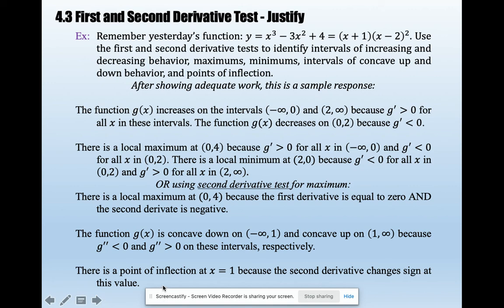Bam. Okay. That's an awful lot of words. I hope you never write all of those words. But this is the function we started with yesterday. I gave it to you in both standard and factored form. We used the first and second derivative tests to get increasing, decreasing, max, mins, intervals of concave up and down, and points of inflection. We did all of that with derivatives. And this was a bunch of the verbiage. I would not want you to write all of that out. I would want you to be much more succinct, right? And I modeled that for you.